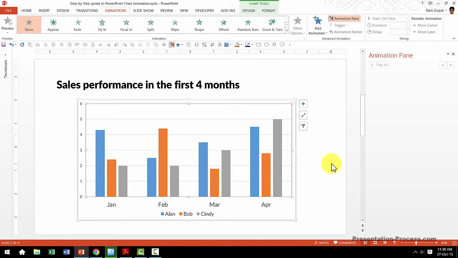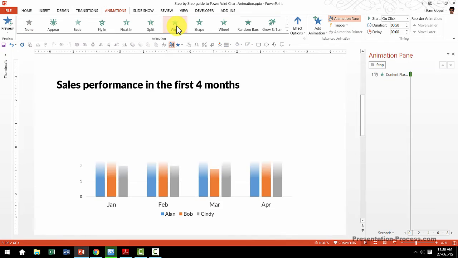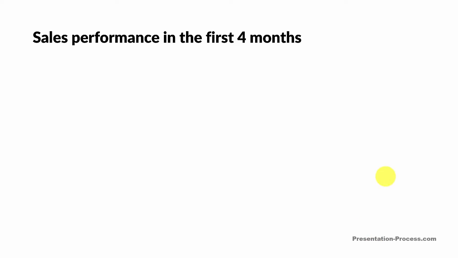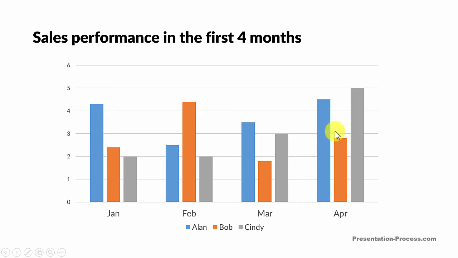I usually prefer to use wipe animation for my column charts. So let me go to wipe. And as you can see here, the direction of wipe is from bottom to up, which is perfectly right for us. And when I go to the slideshow mode and click, I have the entire chart animating in one go.